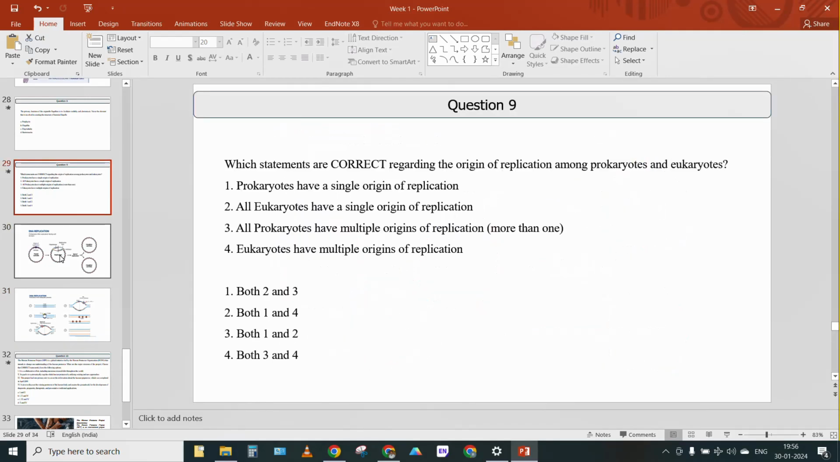So moving back to the question. According to these statements, statements 1 and 4 are the correct ones. Prokaryotes have a single origin of replication, and all eukaryotes have a single origin of replication.